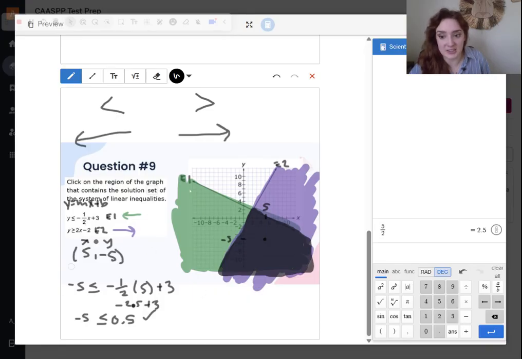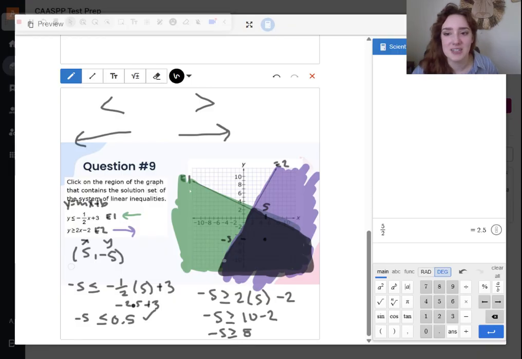So again, I'm just plugging in x and y. So -5 is greater than or equal to 2 times 5, x, minus 2. Hold on, let me just double check here. y is -5, greater than or equal to 2 times 5 minus 2. So -5 is greater than or equal to 10 minus 2. -5 is greater than or equal to 8. Ooh, so that looks like it does not work. This is not true. The alligator is not eating the larger number.